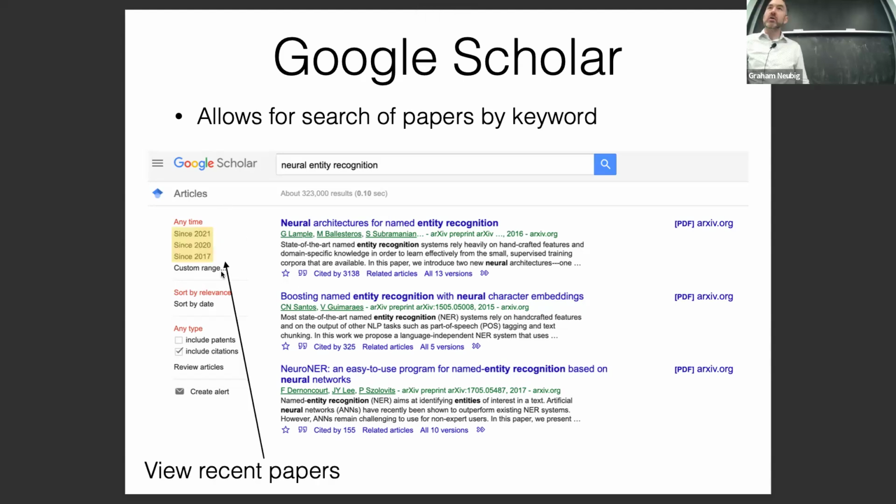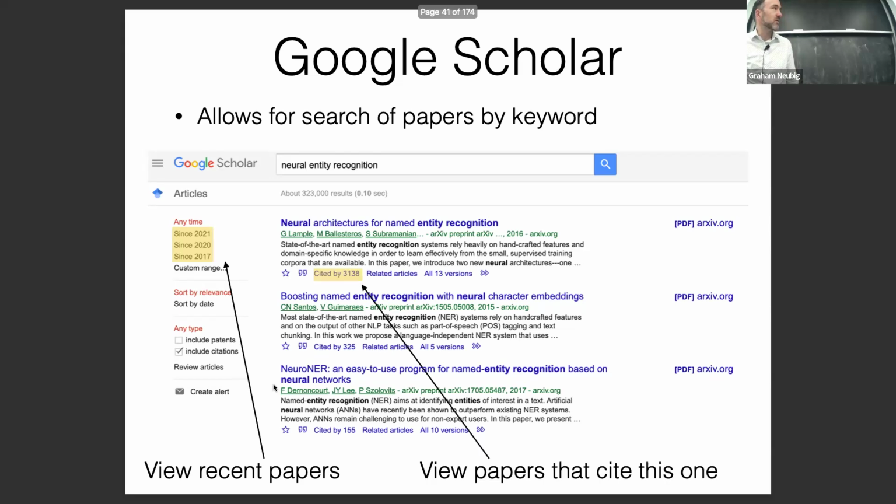You can view the more recent papers. For example, if you're researching a generic topic that a lot of people do research on, you might be getting papers from like 1998 or something like this. They might be useful, but honestly, the methodology has changed so much since then that most methodological papers from that long ago are probably not going to be very useful. So you can view the recent papers.